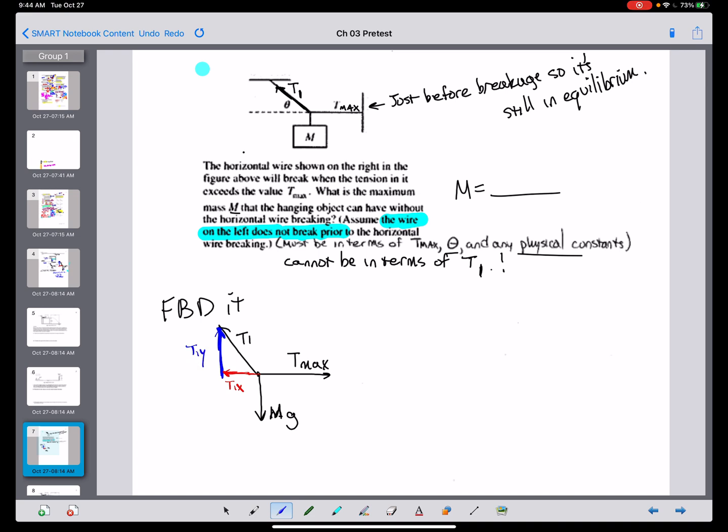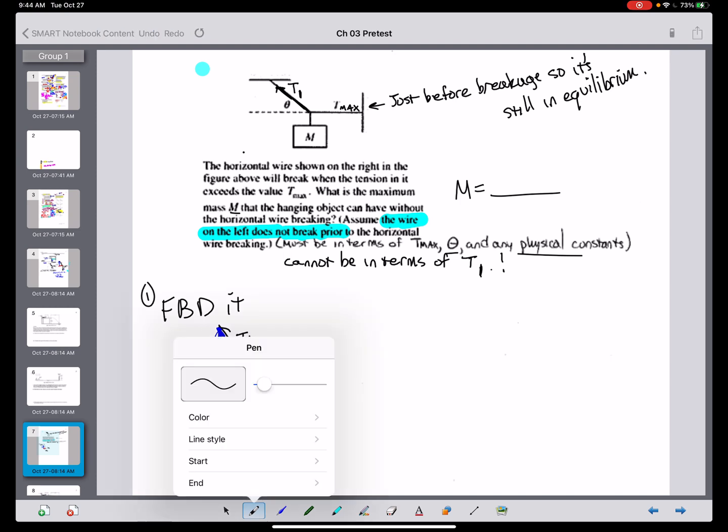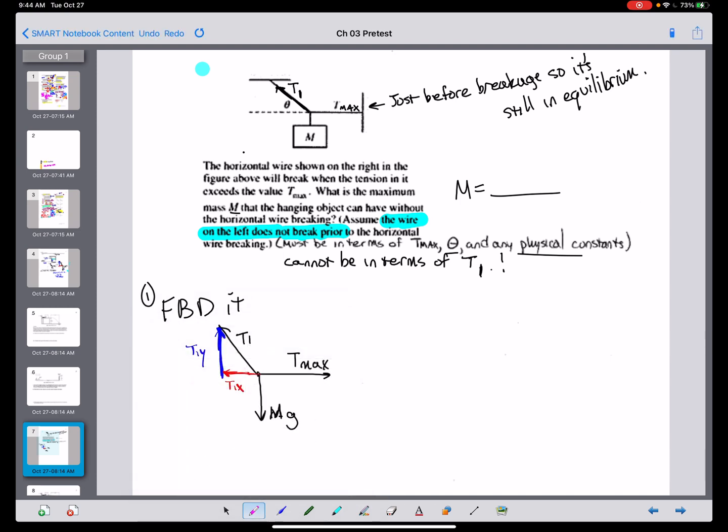And you know from your first step, which is your FBD, your second step will be to get your sigma Fx and your sigma Fy equations. We know it's 0 for both because it says just before breaking, they both have a sigma F of 0. It's in equilibrium, right? So there's no net force.